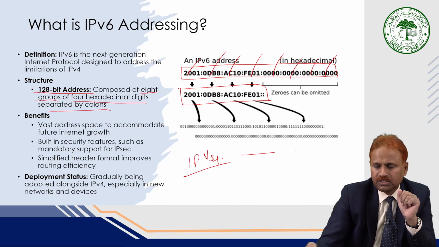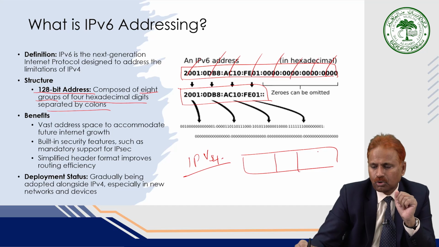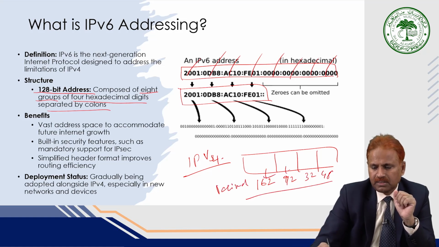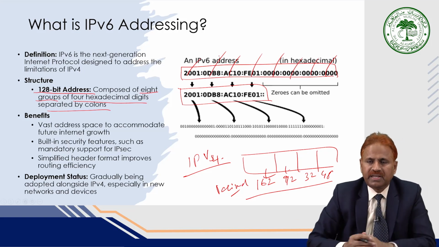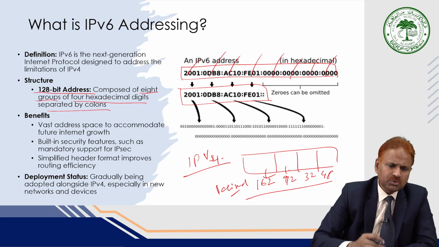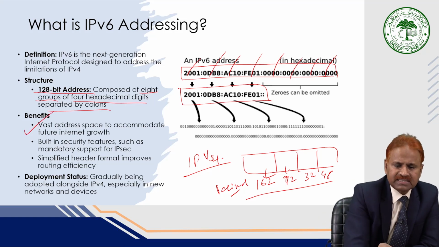Just like in IP version 4, the IP address was 32 bit. 32 bit means 4 octets were there, and each was in decimal number basically. Maybe 162, maybe 92, maybe 32, maybe 48. So all the octets are written in decimal. But here we represent all the 8 groups in hexadecimal numbers. So it allows you to have a vast address space to accommodate future internet growth.